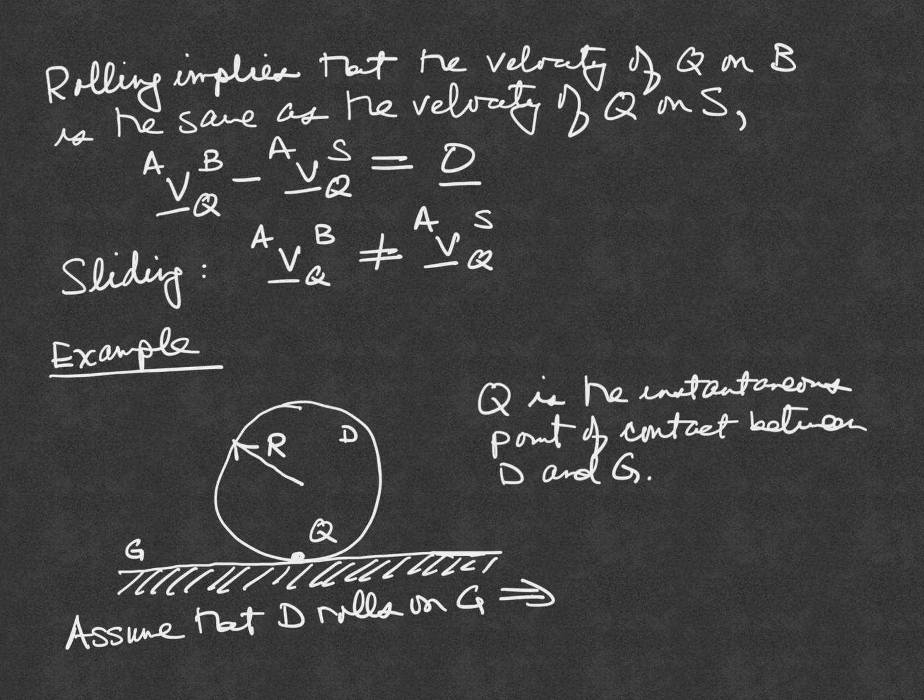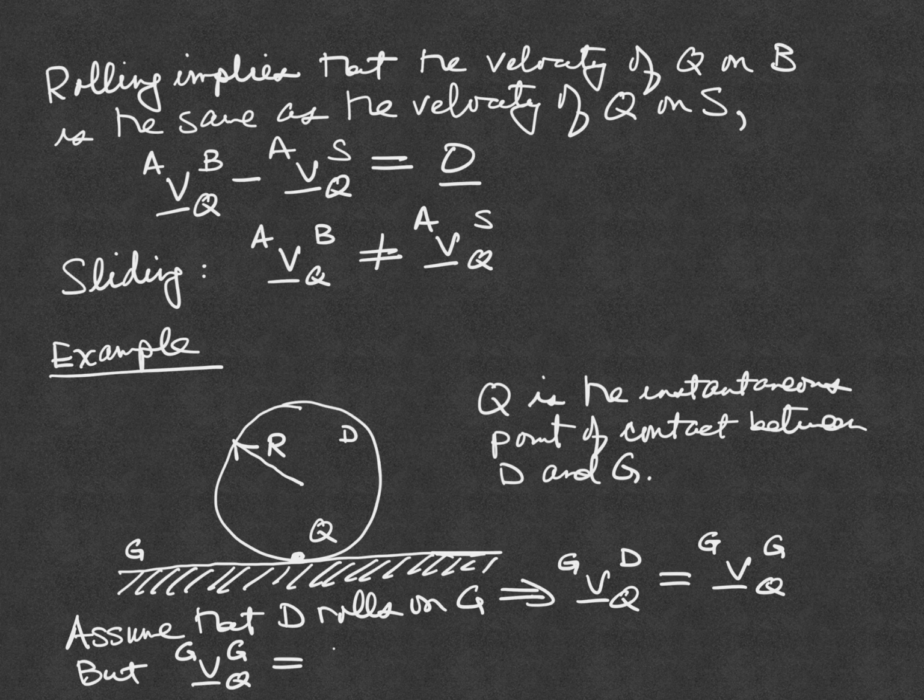Well, then that implies that the velocity of point Q on D, as viewed by an observer fixed to the ground, has to equal the velocity of point Q on the ground as viewed by an observer fixed to the ground. But the velocity of point Q on the ground as viewed by an observer fixed to the ground has to equal 0 because the ground can't move relative to itself. So that implies that the velocity of point Q on the disk as viewed by an observer fixed to the ground has to equal 0.